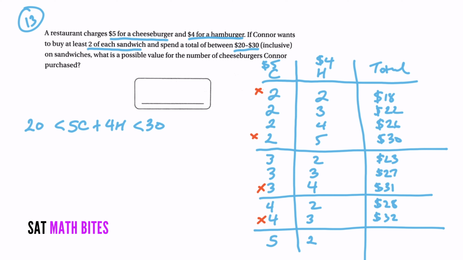If I increase it to 5 cheeseburgers, and I still have to purchase a minimum of 2 hamburgers, 5 times 5 is 25. 4 times 2 is 8. 25 plus 8 is 33, so I'm already over. So you can see from the table, only 2, 3, and 4 are possible. So any of those answers would be okay on number 13.